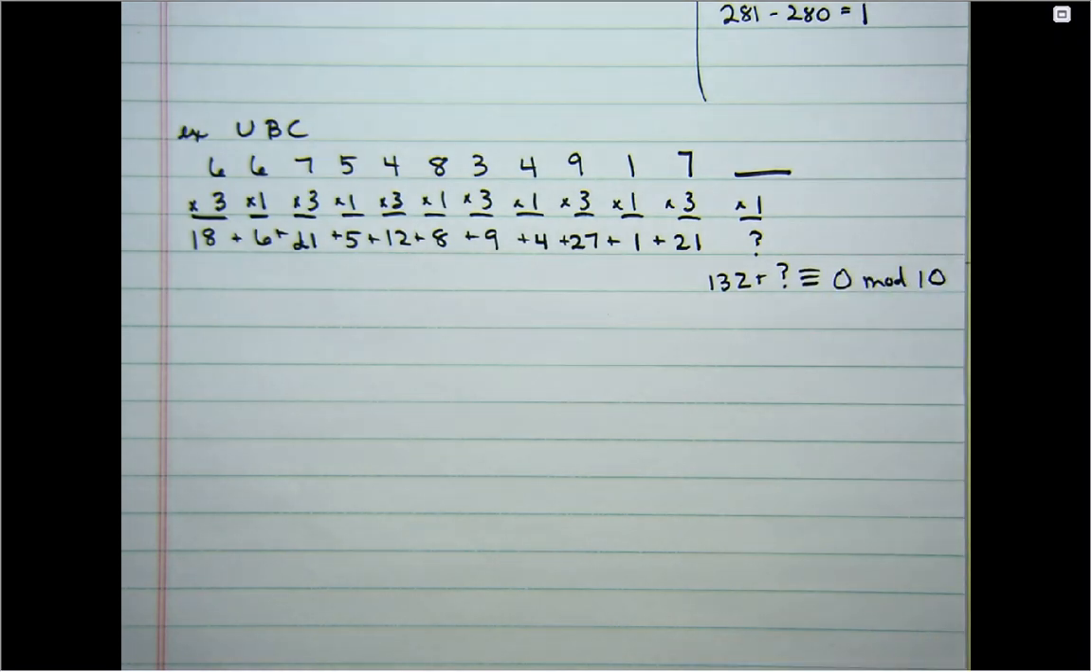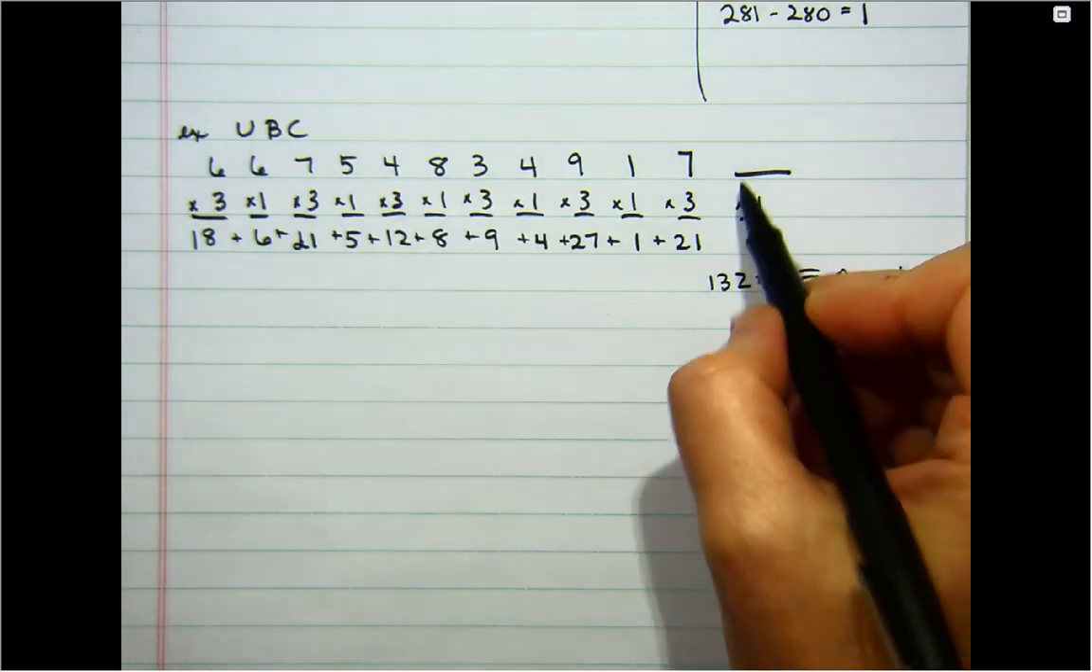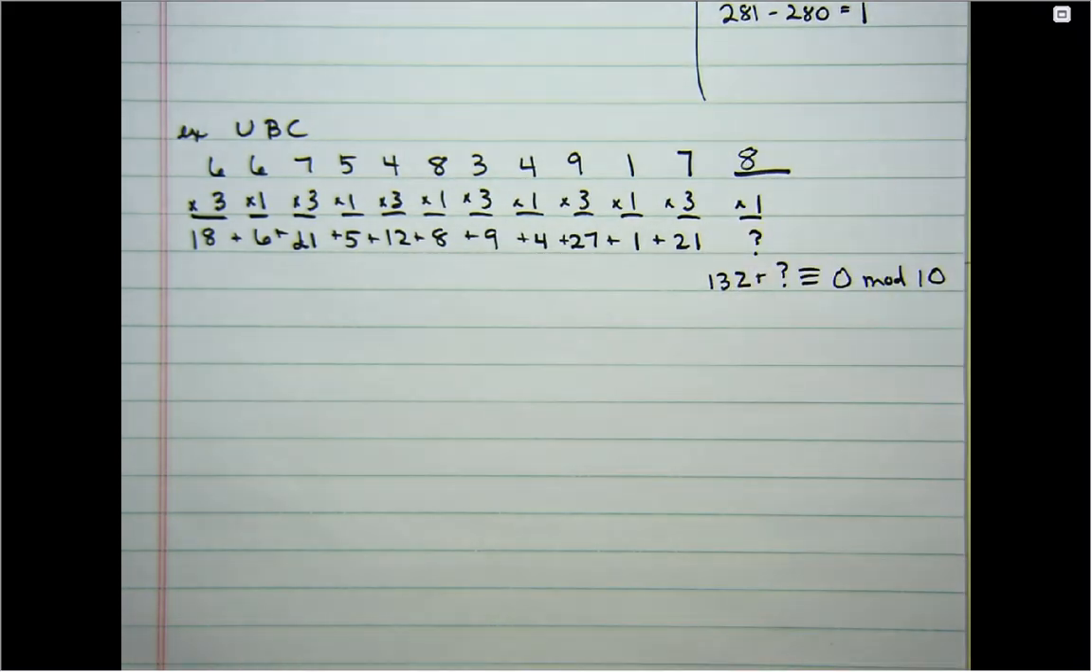Mod 10 is the easiest to work with, right? You can take out multiples of 10 most easily. So that means the check digit should be 8. Is the last digit 8?